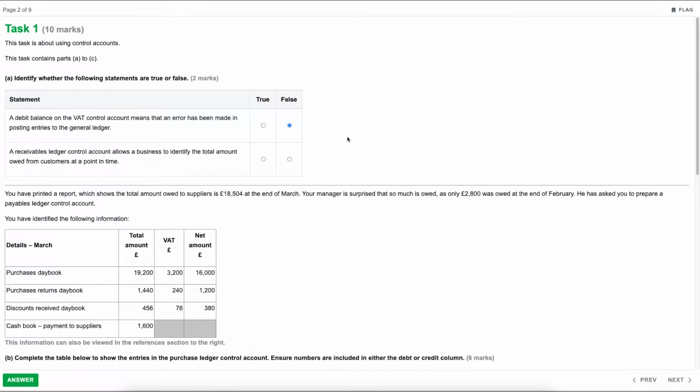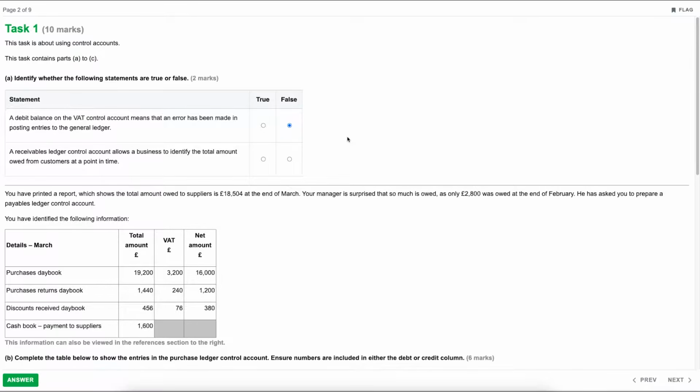So it's absolutely feasible. There are also certain types of businesses which do constantly have a VAT reclaim due to the nature of goods that they produce, but we'll not get into that right now. But it is, as I say, completely feasible, and it wouldn't mean that there's an error in the system, and therefore that one would be false.